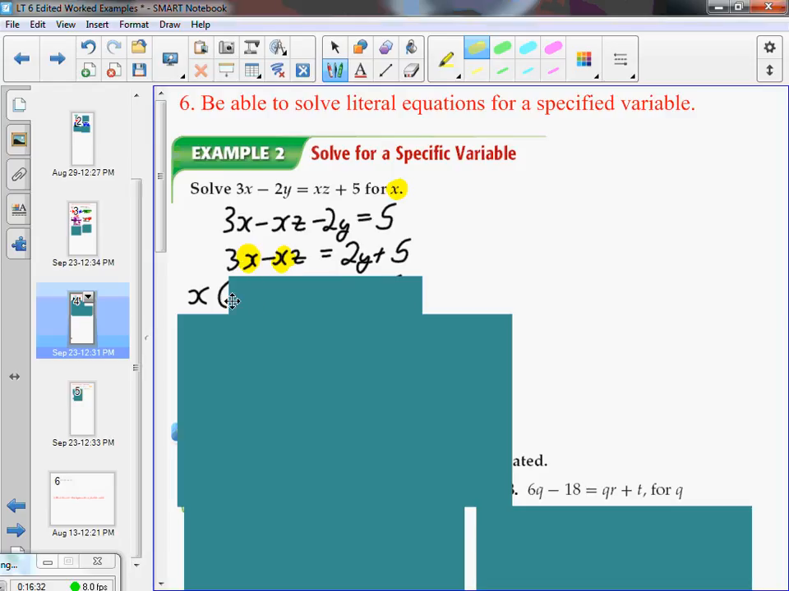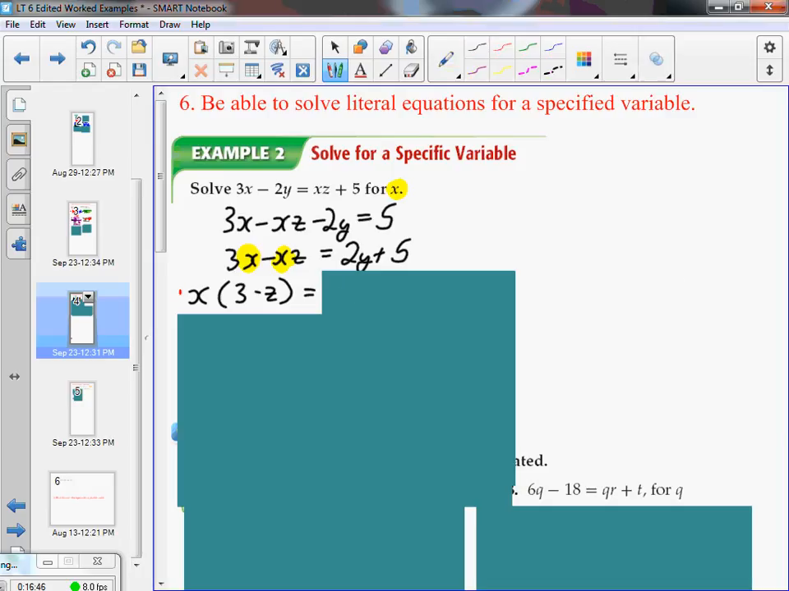3x, and I divide out an x, I must be left with 3. Negative xz, and I divide out an x, I must be left with negative z. See, like I said, that's the distributive property backwards. If I gave you that and said use the distributive property, wouldn't you come up with that? It's the distributive property backwards. But it did a huge service for us.